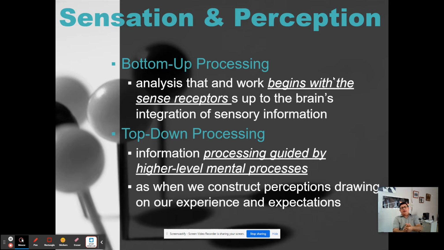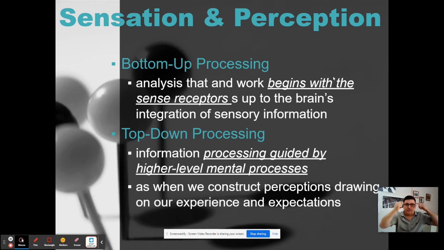Okay, in sensation and perception, we have bottom-up processing and top-down processing. Think of it this way. Bottom up, your feet are on the ground. Your feet aren't very smart. They're pretty dumb. You bang your feet on the ground, it's basic. Bottom-up processing begins with your sense receptors, and it goes up to the brain's integration of sensory information. It begins with the senses, touch, smell, sight, hearing, taste, and it goes up to the brain's integration of that sensory information. Very basic, primal.